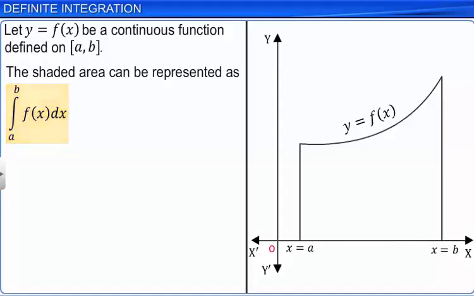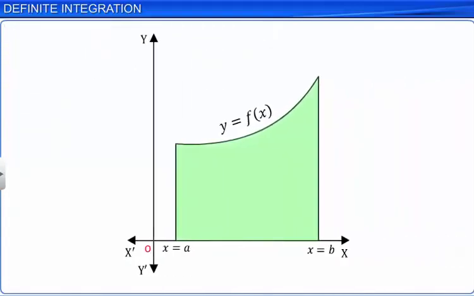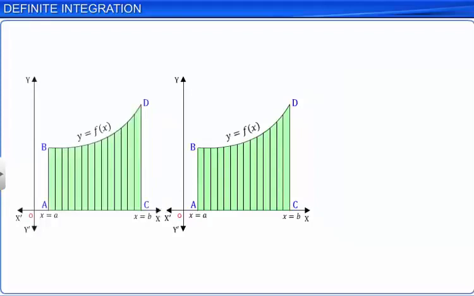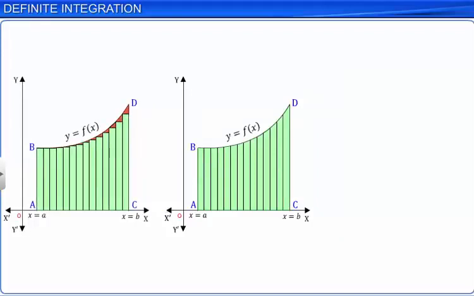Now, let's see how to approximate this area. Consider region ABDCA. Let the area of this whole region be denoted by T with subscript A. Divide the closed interval a comma b into some small sub-intervals, each of the same width. Now, choose the least value of f of x in each sub-interval and construct rectangles as shown here.